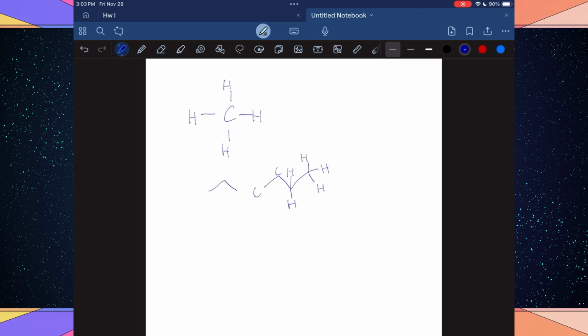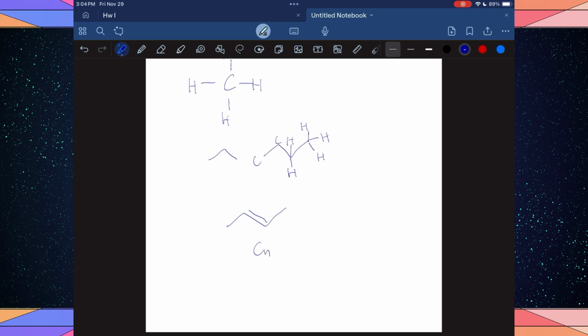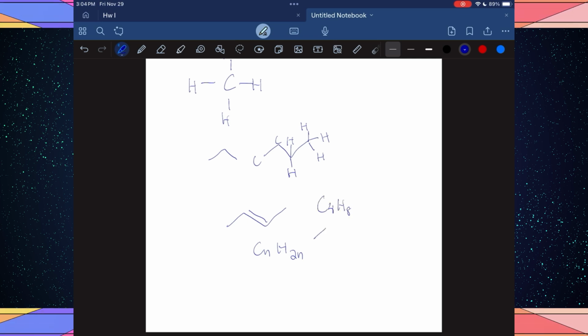Alkenes, on the other hand, are not considered fully saturated because they contain at least 1 double bond between 2 carbon atoms. So that would look a little bit like this. Now, because this double bond requires the loss of hydrogen atoms, alkenes are considered unsaturated. The general formula for alkenes is CnH2n. So if I've got C4, that means I must have H8, which would look a bit like this.